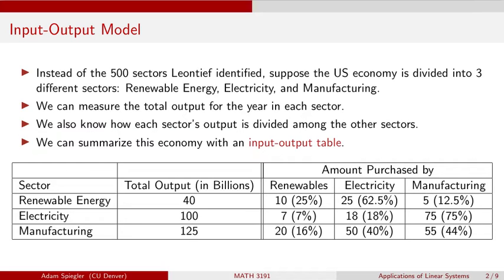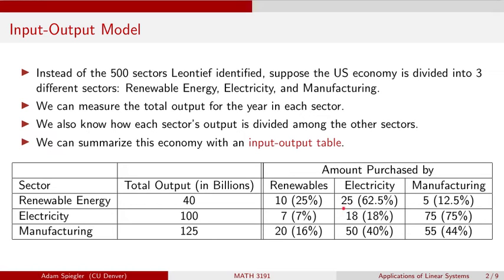Let's make sure we're reading this correctly. The renewable energy sector created 40 billion US dollars of output. 10 billion US dollars went back into the renewable sector, so they were using some of their own energy to create some of their output. That's 25% of the total output from renewable energy going right back into the same sector.